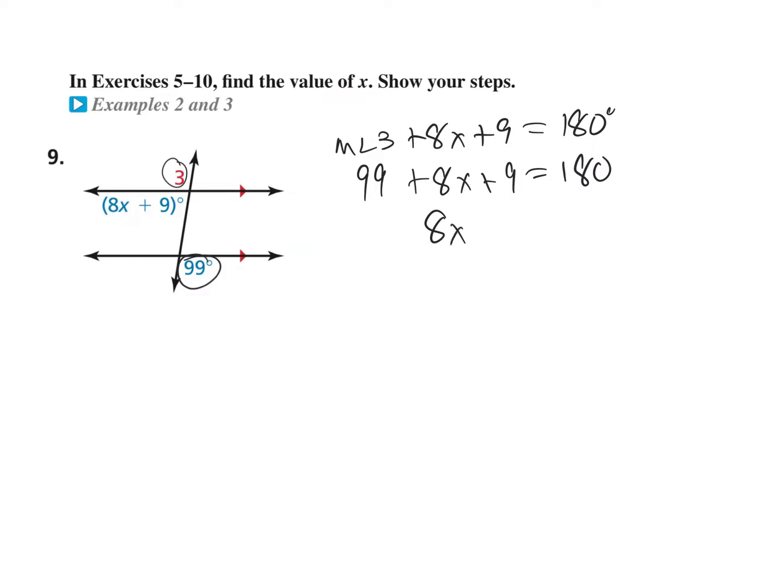So 8x, 9 and 99 is 108. Subtract the 108, and you get 72. And divide by 8, and you get 9. So x is 9.